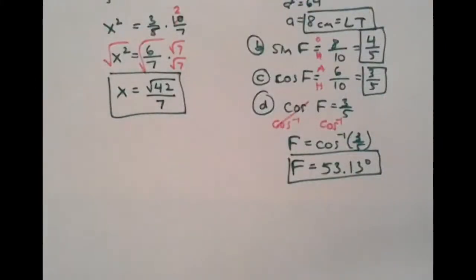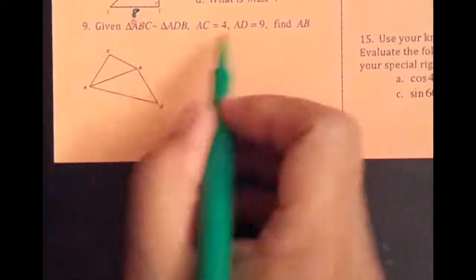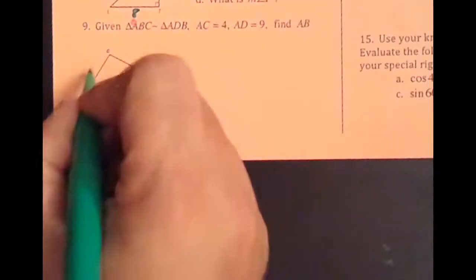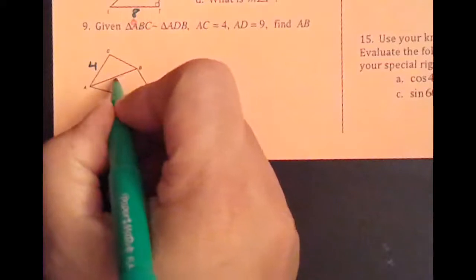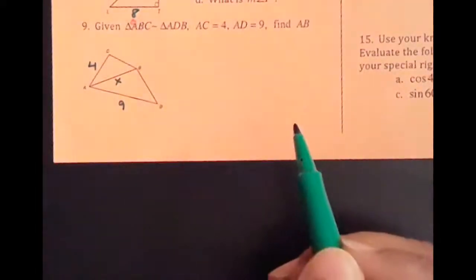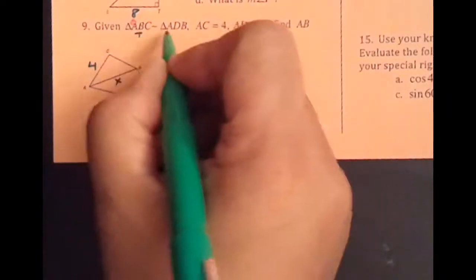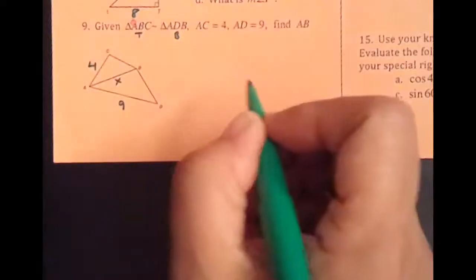Okay, let's go ahead and take a look at this next one. I'm going to put the side lengths that are given. AC we know is 4. We know AD is 9. And we have to find the length of AB, so I'll let that be X. Notice that they did give us a similarity statement here, so we know it goes together. So I'm going to let this be my top numbers. This will be my bottom numbers for my ratios.